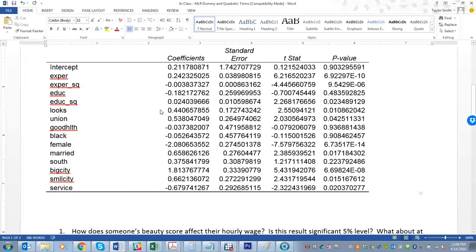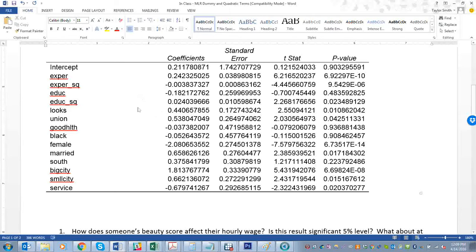So what that means is that if someone's beauty score increased by 1 point, so going from, say, a 6 to a 7, or from a 9 to a 10, then we would expect, on average, that increase in beauty to be associated with a 44-cent increase in their hourly wage. So a lot of questions I got the other day in class were, how do we know if this is 44 cents, or is this $44, or $440? How do we know?